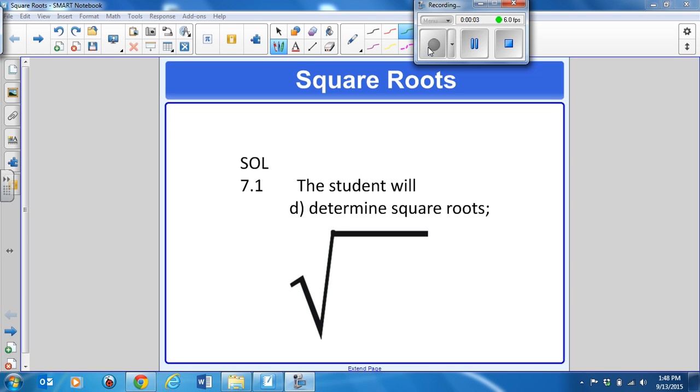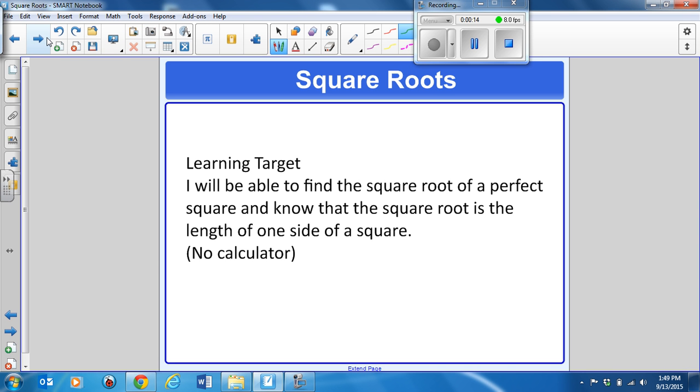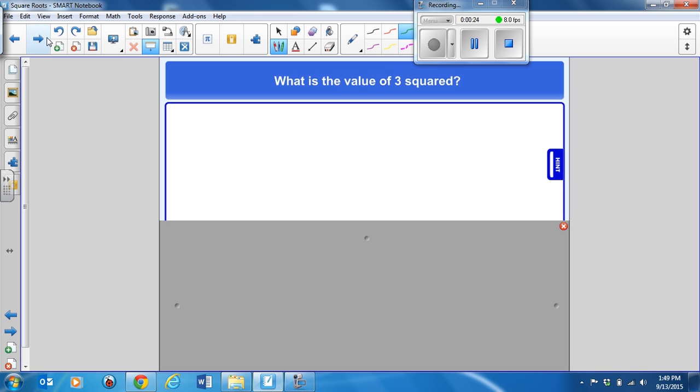Today's video is on finding square roots. This is a 7th grade skill, so this is for the Advanced Math 6 students. The learning target for today is that you'll be able to find the square roots of a perfect square and know that the square root is the length of one side of a square. We will not be using a calculator on this skill.